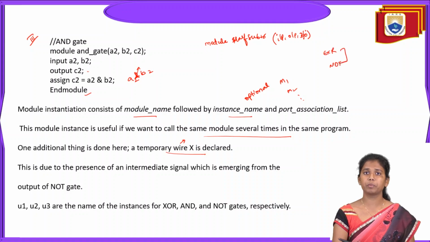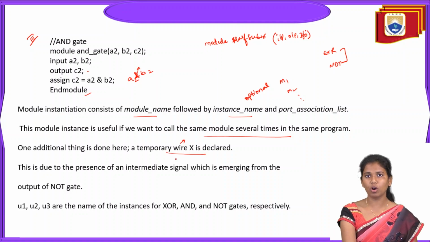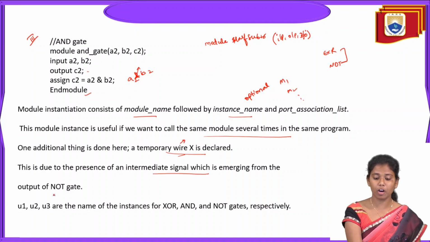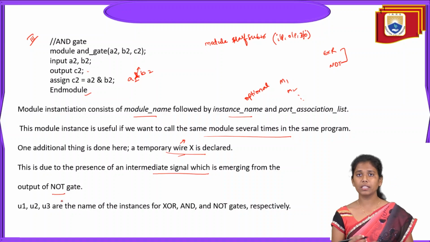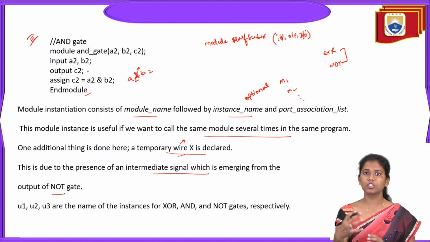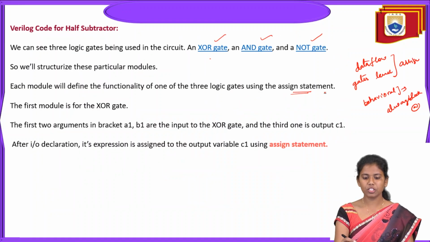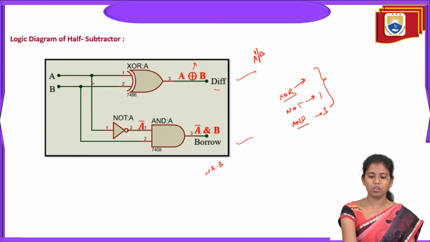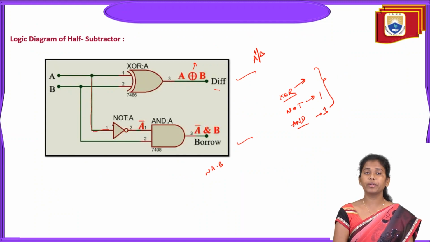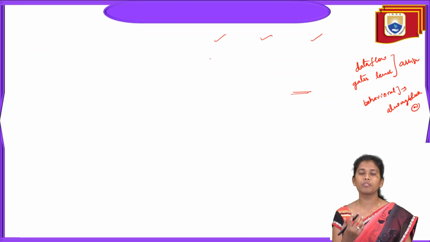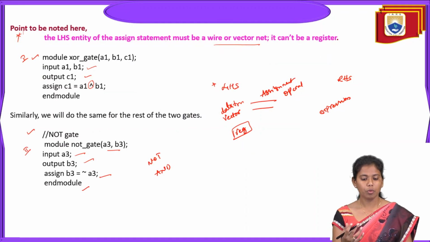So for the physical connection purpose, we are using a data type called wire. A wire X is declared due to the presence of an intermediate signal emerging from the output of the NOT gate. So obviously there is a connection between the XOR gate and the NOT gate. For this purpose, we are making use of a physical connection called the wire.